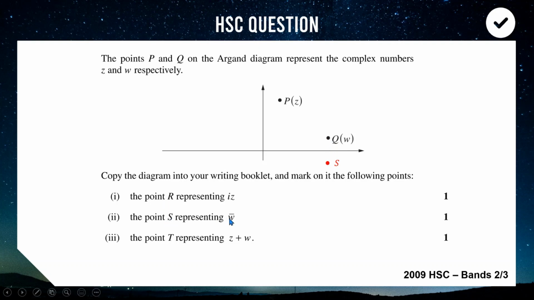And then for part 3, to add the 2 vectors together, as we've done a couple of times now, we just complete the parallelogram, complete the quadrilateral, and there is point T, which is P plus Q, which is z plus w. Okay, sweet. Hopefully you got 3 out of 3 for that one, and you're ready for a couple more challenging questions to finish off the video.